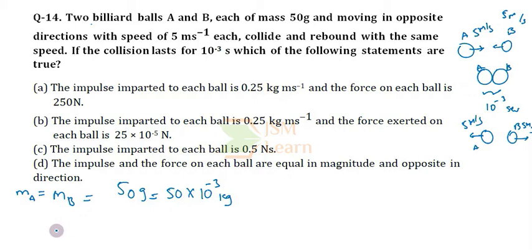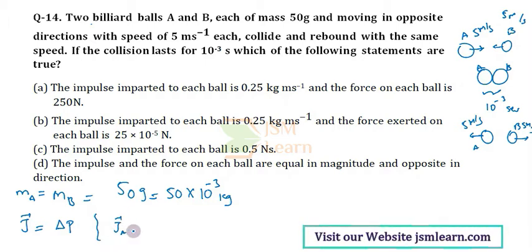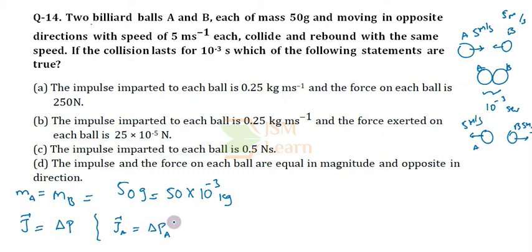Now they are asking us to find the impulse imparted on each ball. For your kind information, the impulse imparted on each ball is actually the change in momentum of that ball. So impulse, which is denoted by J bar, is actually the change in momentum. Now we want to find the impulse imparted on ball A. Then we need to find the change in momentum of ball A.